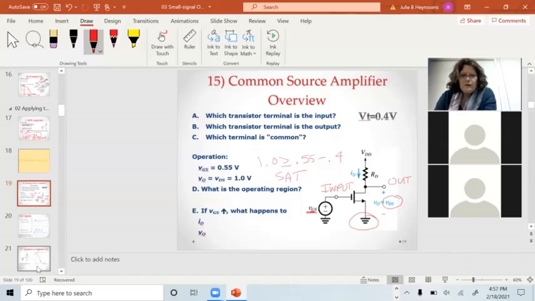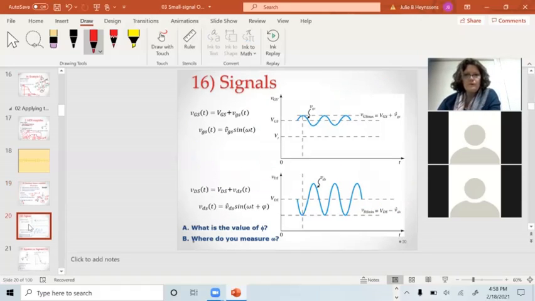Now, as VGS, the total signal on the gate to source, goes up, ID is also going to increase. And if ID increases, the voltage at the output, which is VDD minus ID RD, will go down. Doesn't sound like a great amplifier because when the signal goes up, the output goes down. But there's a reason for that. And there's signals plotted here.